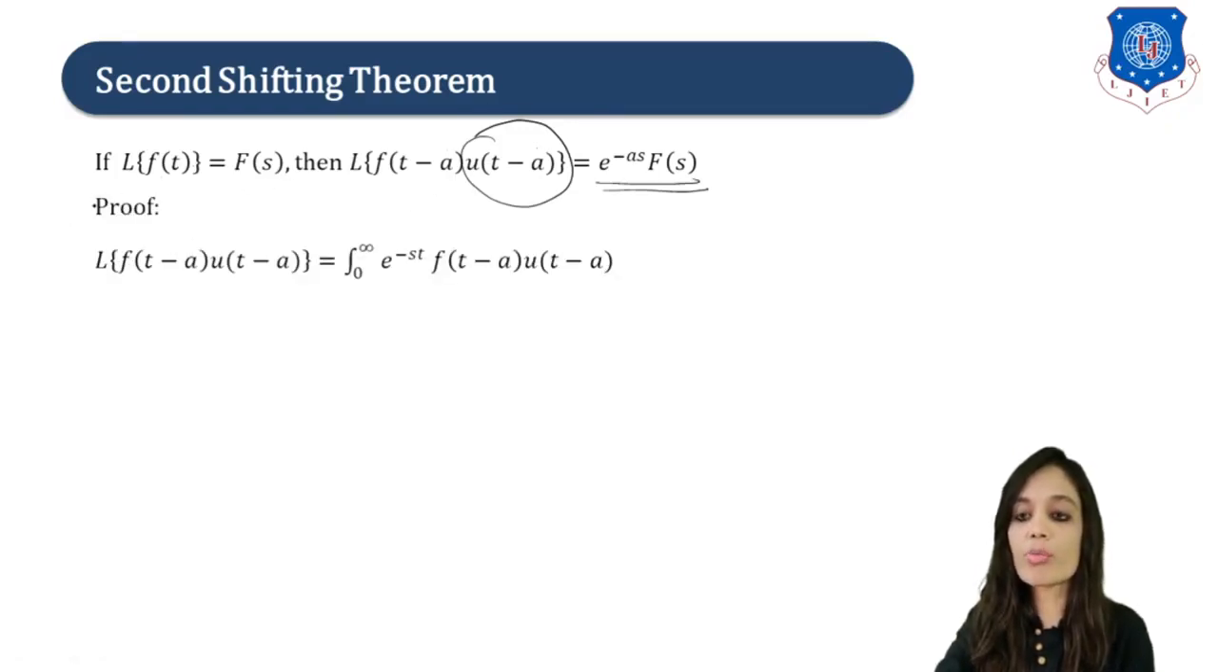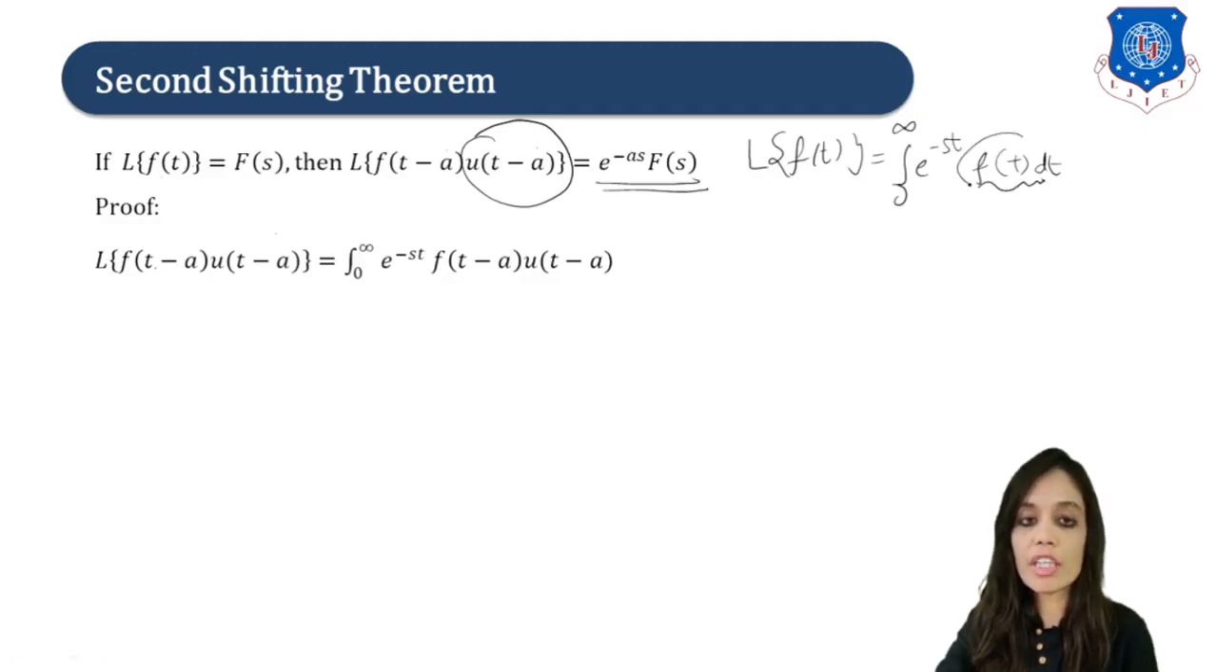So whenever we want to prove, we will use this definition, that is Laplace of f(t), that is integration 0 to infinity e raised to minus st f(t) dt, right? This is the definition. Here we want to find Laplace of f(t minus a) u(t minus a). So in place of f(t), here we will write what? f(t minus a) u(t minus a).